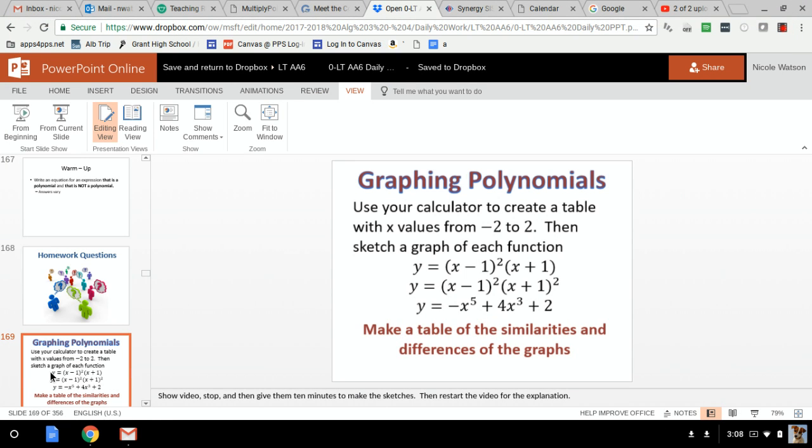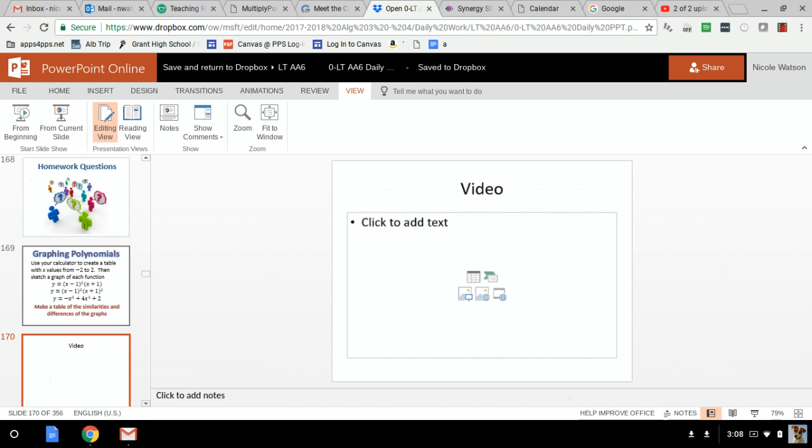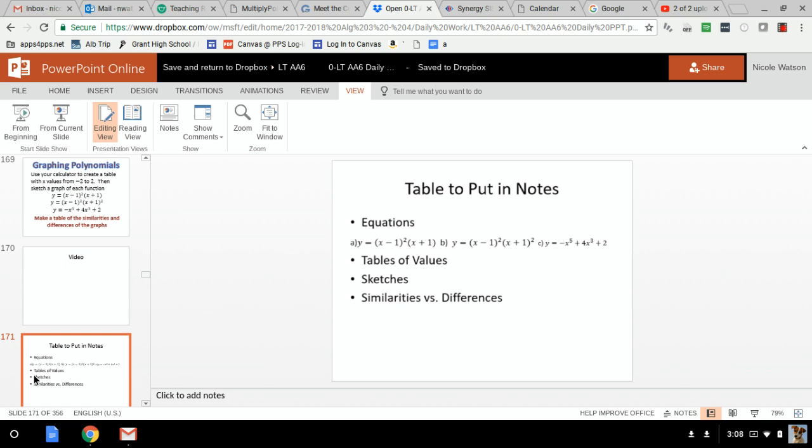You're going to use your calculator to create tables with x values from -2 to 2, and you're going to sketch a graph of each function. Those are the three functions we're going to use. Then you're going to make a table of the similarities and differences on the graphs. Okay? This is how I want it to be in your notes. I want you to write in each of the equations.